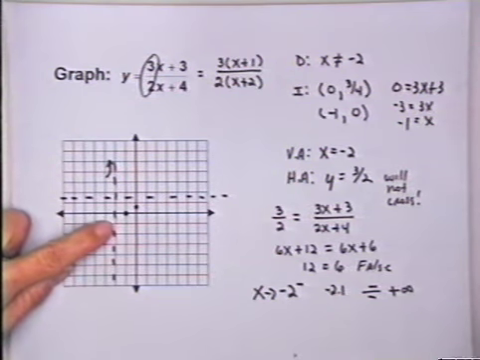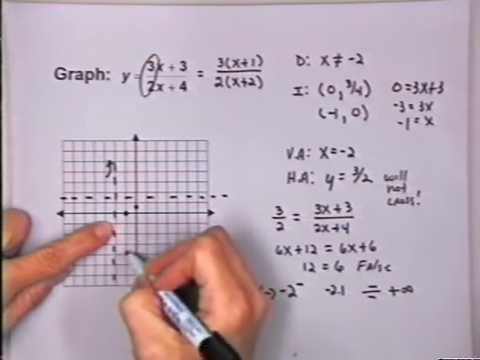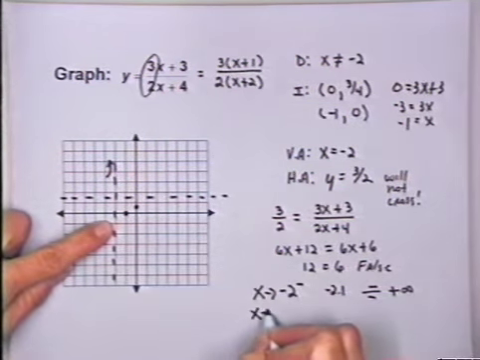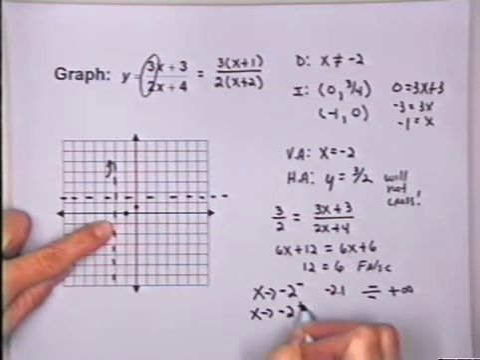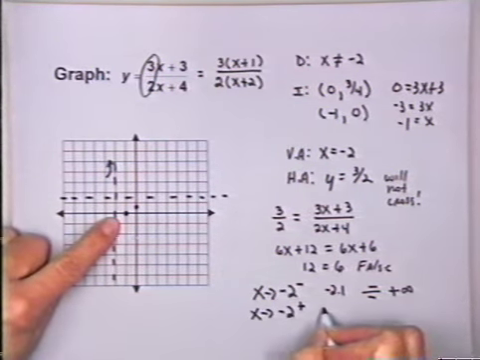Do you know what's going to happen over here? Look at your points. You're probably coming down, but let's double check it. X approaches negative 2 from the right. Let's pick a number just to the right, like negative 1.9.